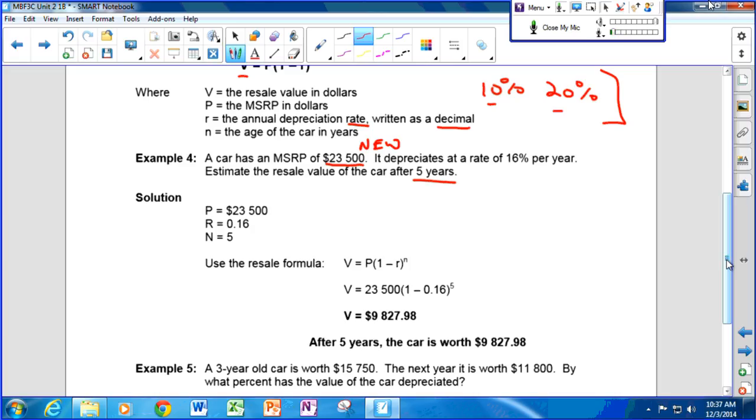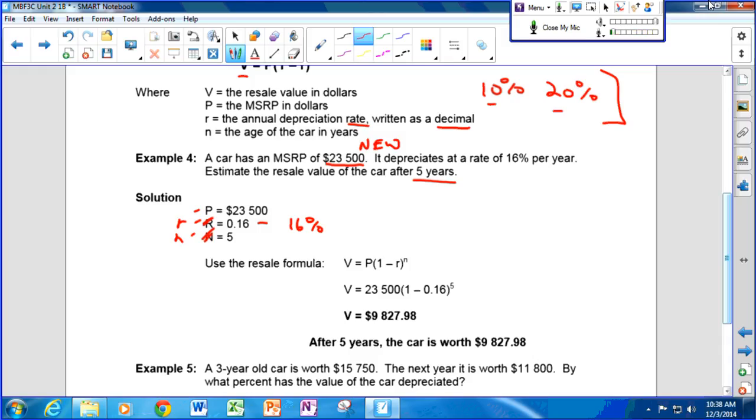So you're going to use the resale formula, and this one is pretty straightforward. This is wrong here, sorry, this should be a little r, little n. It's probably autocorrect. It doesn't know that you're typing math, so it changes it. Anyway, your r is 16%, and they've just changed 16 into a decimal.